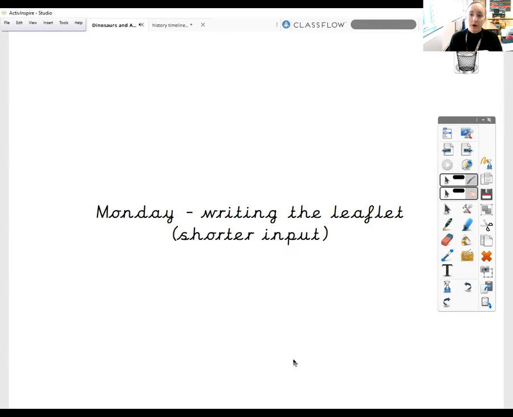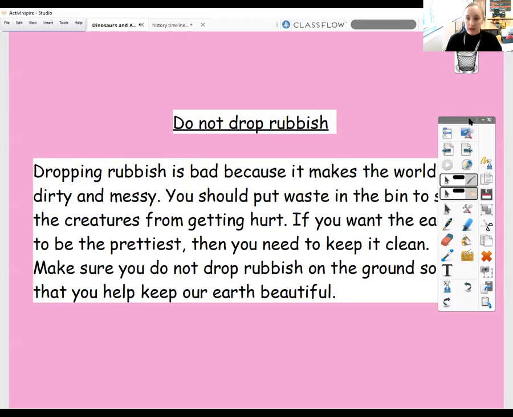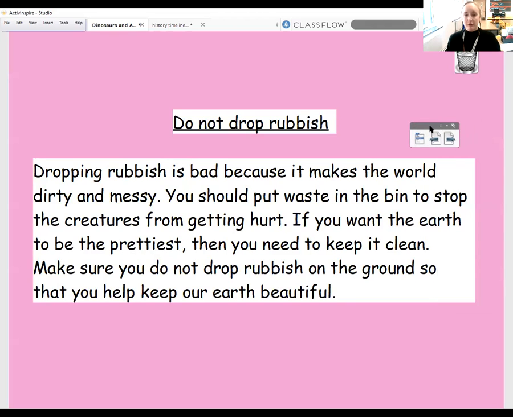I'm going to show you a model of what I would write in this section, and then I want you to spend a bit of time, a bit longer than normal, doing an extended piece of writing that I then want you to send in so we can check it, using all these ideas that we've been using over the past few weeks. So if you remember, we are writing a leaflet to tell the man what he needs to do to make sure the earth is beautiful and clean, just like it is now.